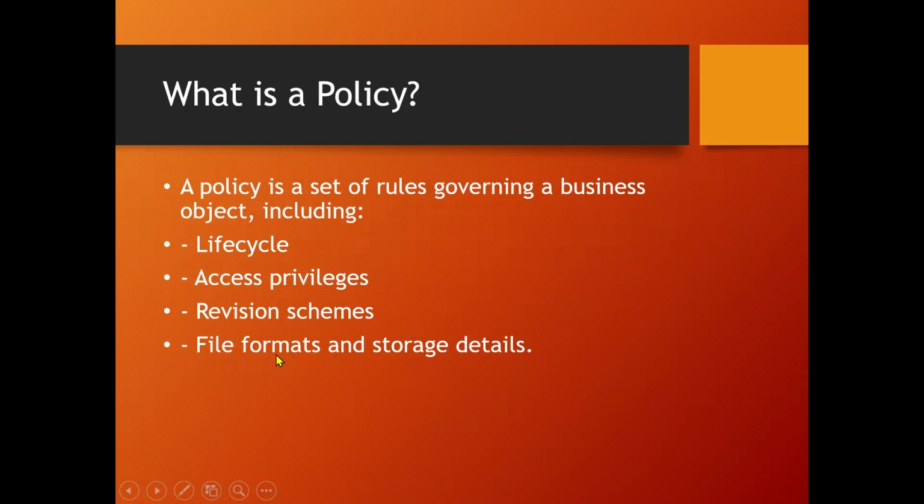Then which are files should be checked into that object that we can define. It could be PDF, HTML, any kind of file formats, and the storage details. So this actually governs the business object policy. So this is a very important concept in Enovia.